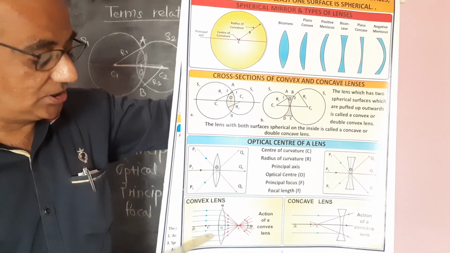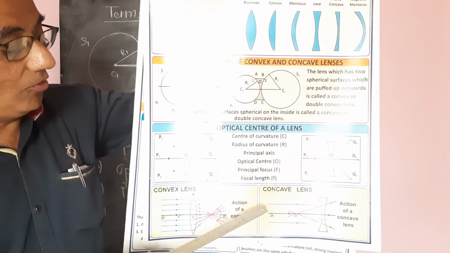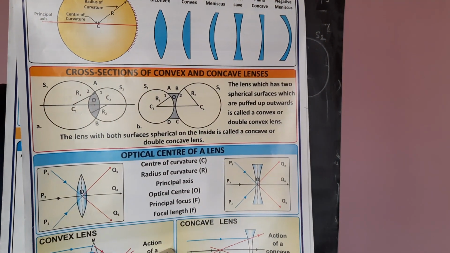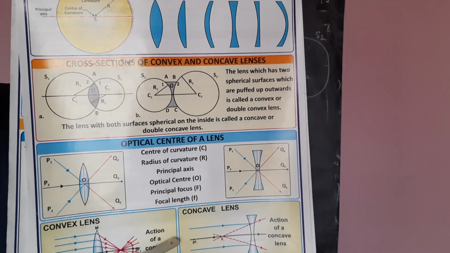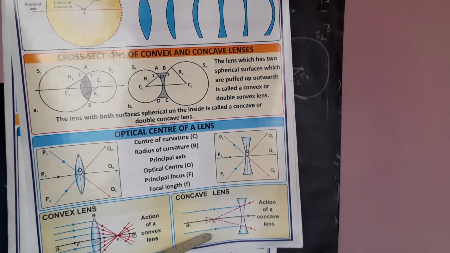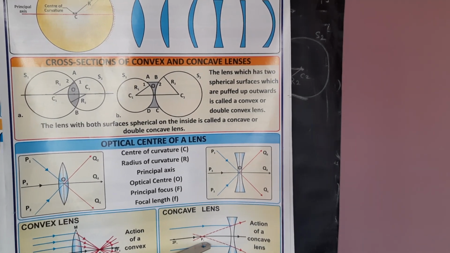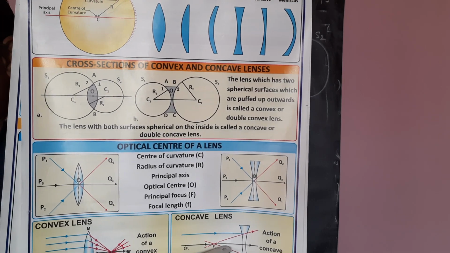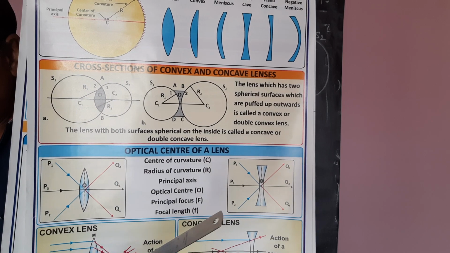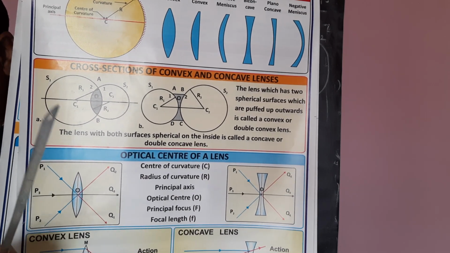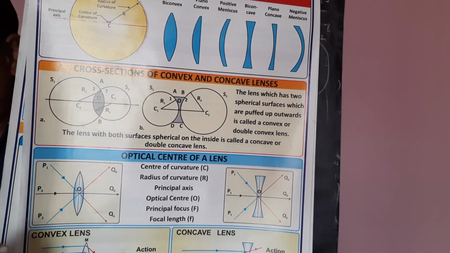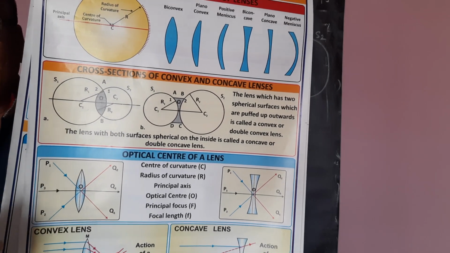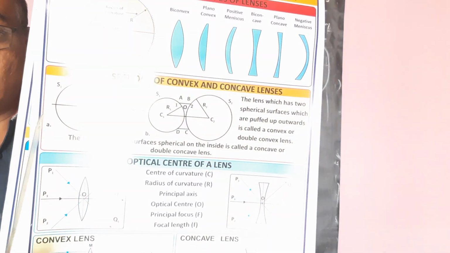This is about the principal focus of convex lens. Now let us study what is meant by the principal focus of concave lens. Rays traveling parallel to the principal axis of a concave lens diverge after refraction in such a way that they appear to be coming out of a point on the principal axis. This point is called the principal focus of concave lens.